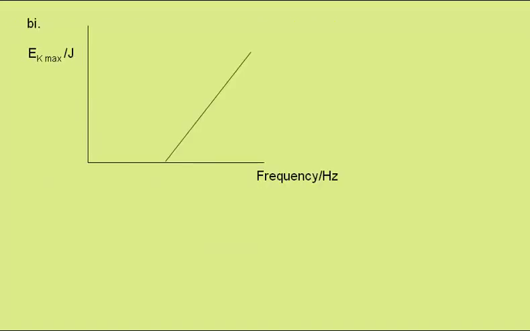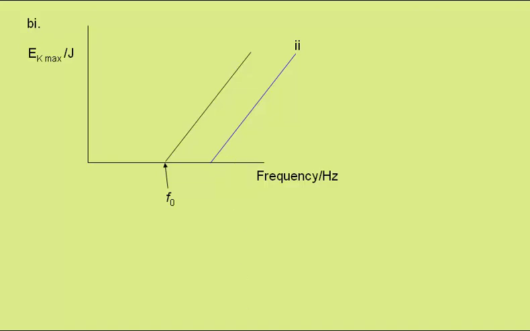In B, we're given a graph something like this, and in part 1 we need to mark the threshold frequency, f0. Well, this is the threshold frequency, the lowest frequency at which electrons are ejected. In part 2, we need to draw a line on the graph for a metal with a higher threshold frequency. Well, a higher threshold frequency will be up here, but the gradient will be the same, something like this.